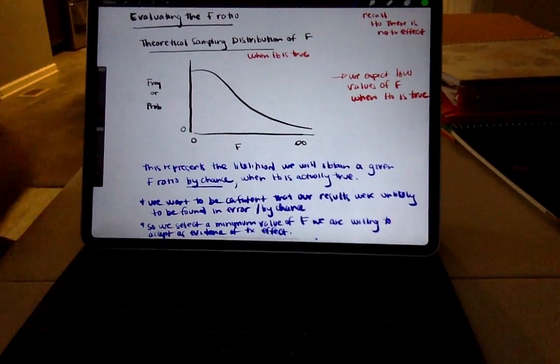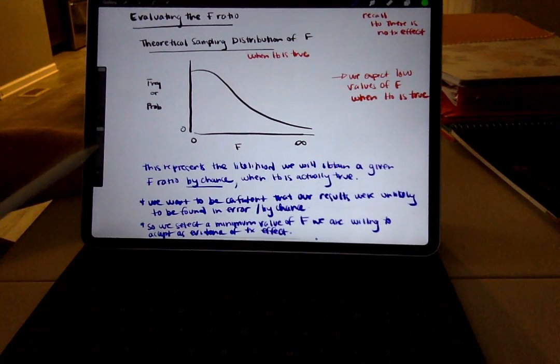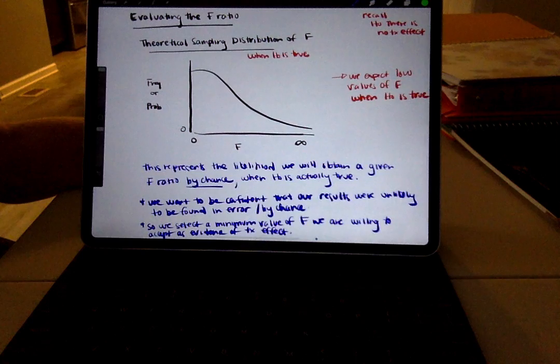So what does that mean exactly? Basically, this curve represents the likelihood that we will obtain a given F ratio by chance. Another way of thinking about that is it's the likelihood that we'll obtain a given F ratio in error when the null hypothesis is actually true. So just by chance, if we were to randomly generate numbers, this is the likelihood that we would obtain an F ratio of this size.